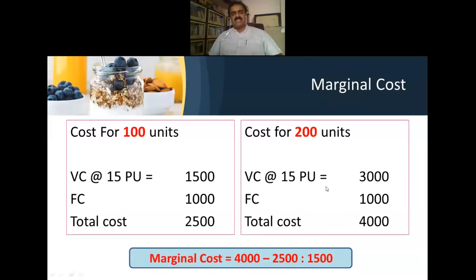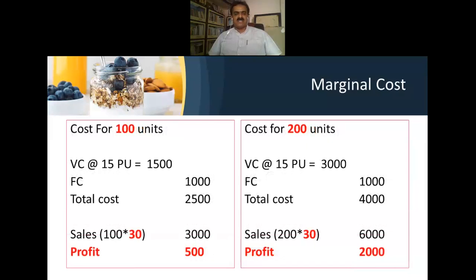So this is what we need to understand, the concept of marginal cost. The same thing we can further extend if you want to find out the profit. For 100 units the profit may be around 500, assuming that the selling price is 30 rupees per unit, so your sales volume is 3,000. If you sell all the 200 units at the same rate, your sales revenue may be around 6,000 and your profit is 2,000 rupees. So for 100 units your profit is 500, and for 200 units your profit may go up to 2,000 rupees. This is the variation with respect to profit.